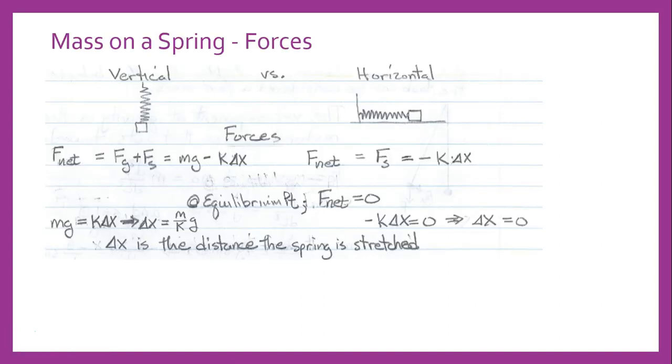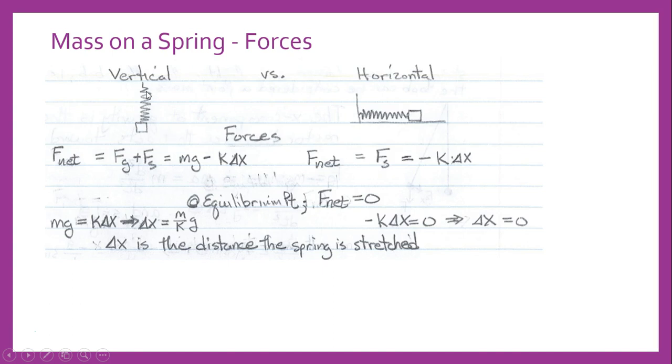Let's take a look at mass on a spring. Specifically, we'll look at the forces. So there's two types of springs. We'll have vertical springs, and here the net force is determined by the gravity force and the spring force. We also have horizontal springs where the mass oscillates horizontally, and here we only have one force, gravity is not part of it, and the net force is equal to the spring force.